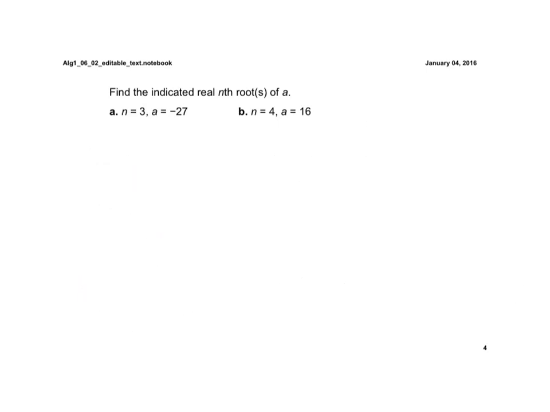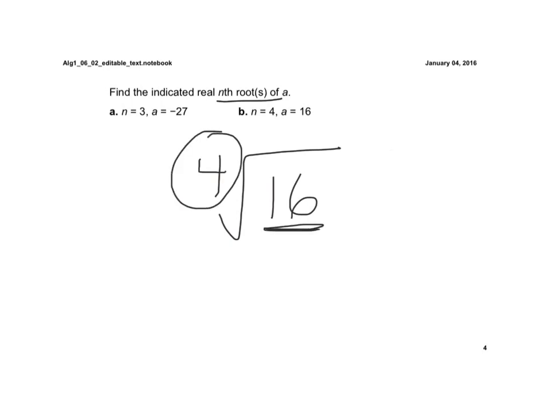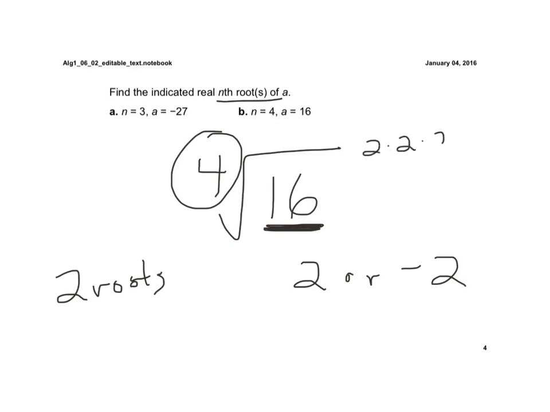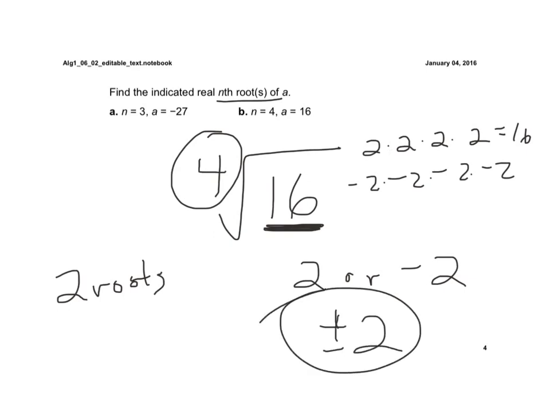For part B, we want the fourth root of 16. Here they're asking us to find the nth root or roots. Since n is even and the number underneath the radical is positive, there are going to be two roots, and those two roots are 2 and negative 2. Again, as we showed on the last slide, 2 times 2 times 2 times 2 is 16, but so is negative 2 times negative 2 times negative 2 times negative 2. So that's why we write it as plus or minus 2 as our nth roots.